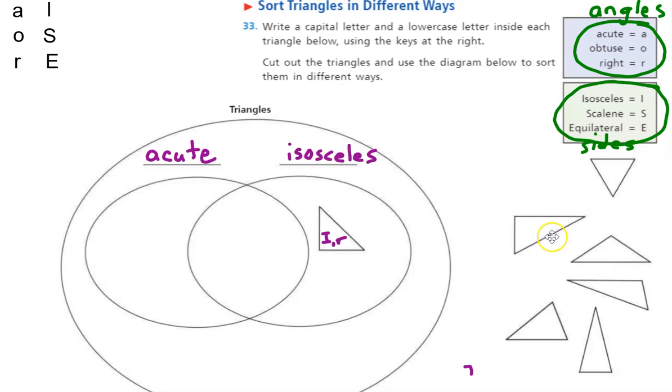Now, let's look at a triangle like this one. So first I'm going to start with its angle. It's got a 90-degree angle right here. So I'm going to label this one with an R for right angle, because that's what it told me to do, a lowercase r.